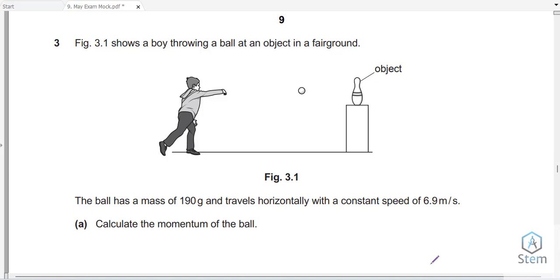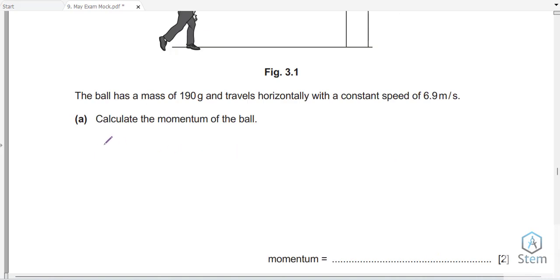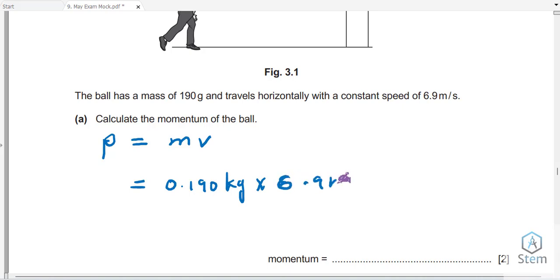The diagram shows a boy throwing a ball at an object in a fairground. The ball has a given mass and it travels with a given speed. Let's calculate the momentum of the ball. Momentum is equal to mass times velocity. The mass, let's convert it to kgs. We will have 0.190 kgs, and the velocity will keep it 6.9 meters per second.